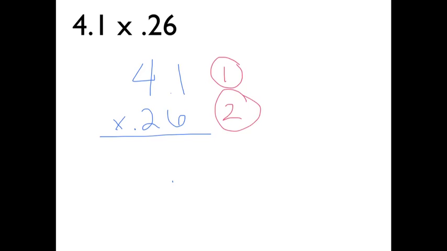Our third problem that we're working on together is 4 and 1/10 times 26 hundredths. We're going to count our decimal places. On top we'll have 1 digit after the decimal. On the bottom we'll have 2 after the decimal. Now I just have to find out what 41 times 26 is. Use the box method.